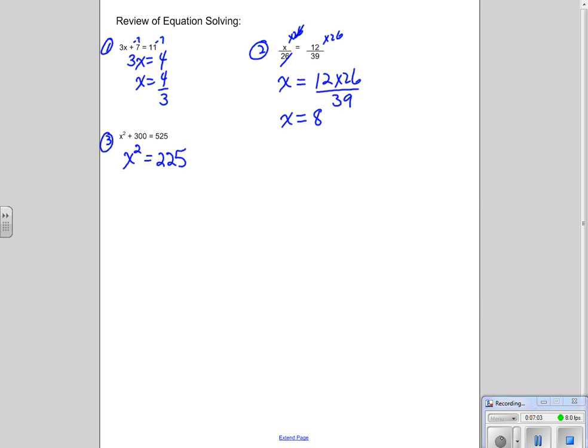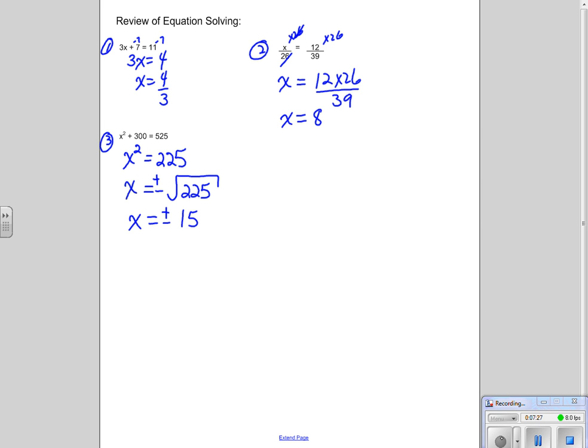Since I don't know whether x is a distance or not, it is possible that a negative answer would make sense in the context of this problem. So when I impose a square root, I get x equals the square root of 225. But I should remember there might be a positive answer and there might be a negative answer. Square root of 225 is 15.